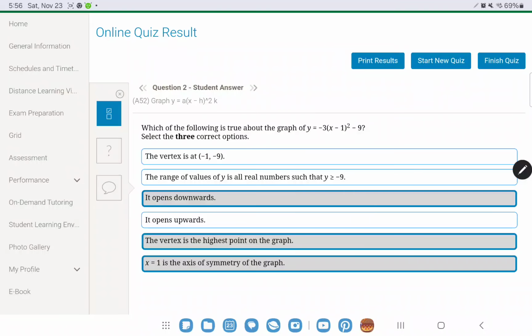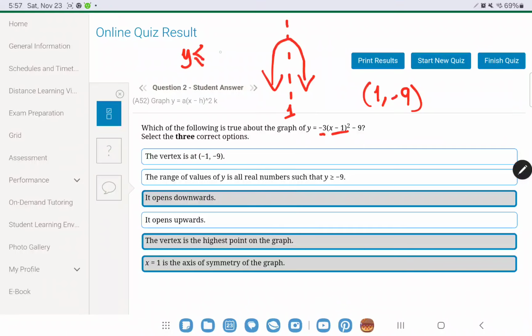Okay, so now we have another graph. The same thing, we're going to analyze it again. -3, so it's opening again downwards. x minus 1, meaning our axis of symmetry is at 1. -9, meaning our vertex is at 1, -9, and all our values should be less than or equal to -9. Now again, let's read.